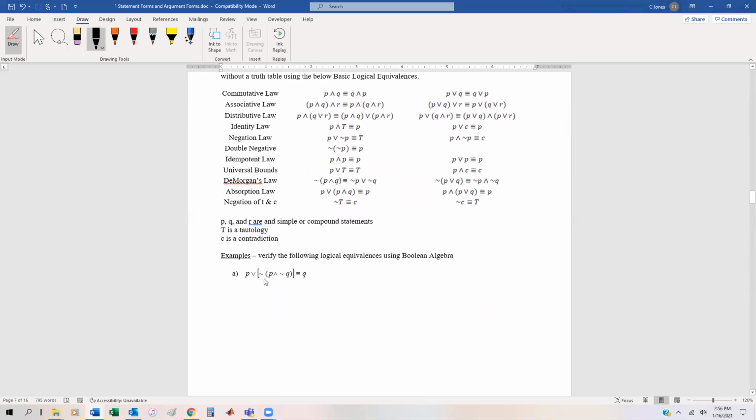Right? So we have P or not (P and Q) = P or Q, maybe. A suggestion is to always start in the parentheses. The first thing you always want to do is simplify what's in the parentheses. And what you can do is use De Morgan's law. If you have a negation on the outside of parentheses, De Morgan's law basically says you're going to negate each statement and flip the connective over.